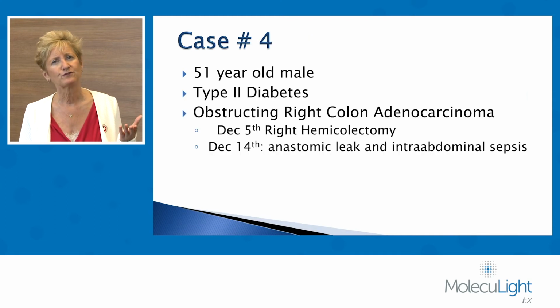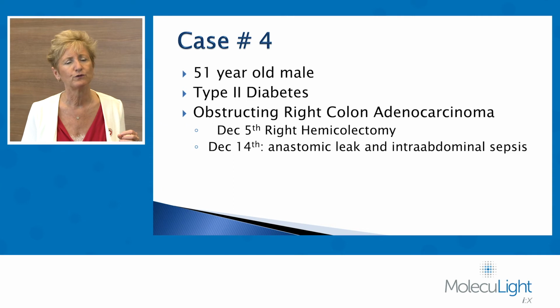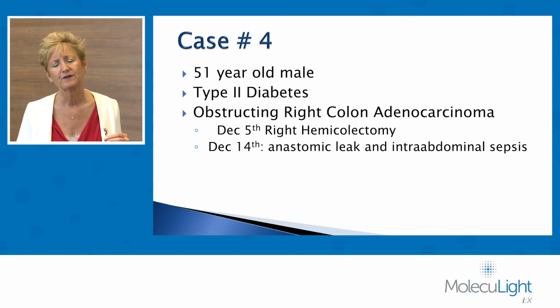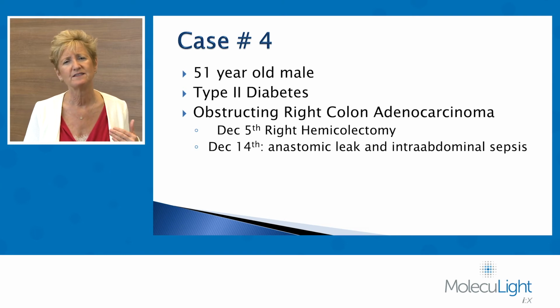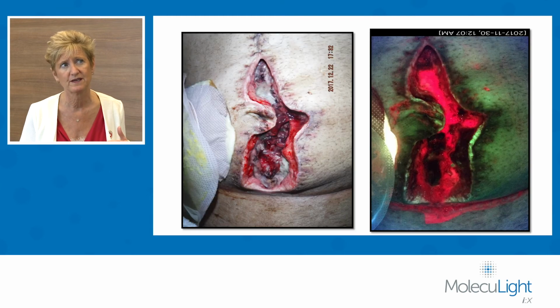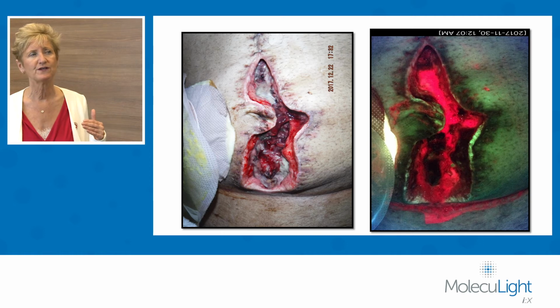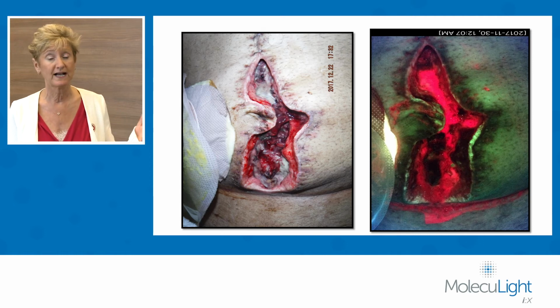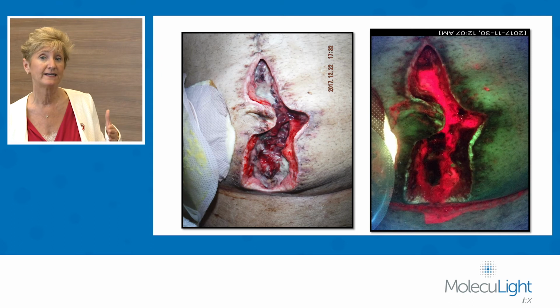Let me share with you another story, though, of a 51-year-old fellow who had type 2 diabetes. But he had an obstructing right colon adenocarcinoma. And on the 5th of December, he had a right hemicolectomy, and then on the 14th, he developed an anastomotic leak and intra-abdominal sepsis. What you'll see in the picture here, the white image, you classically see the wound, and he had a temporary ileostomy. But have a look at that fluorescence image.